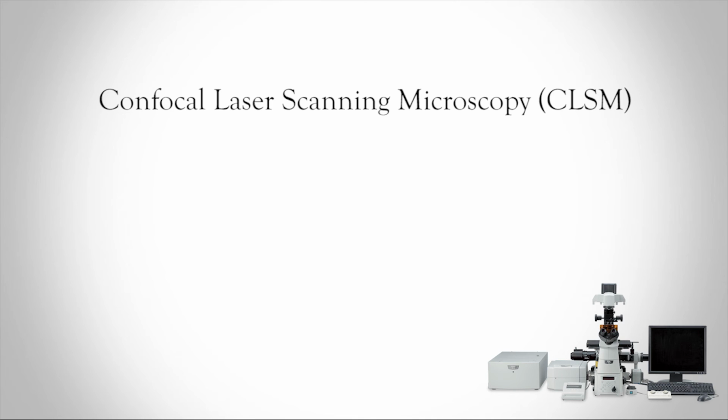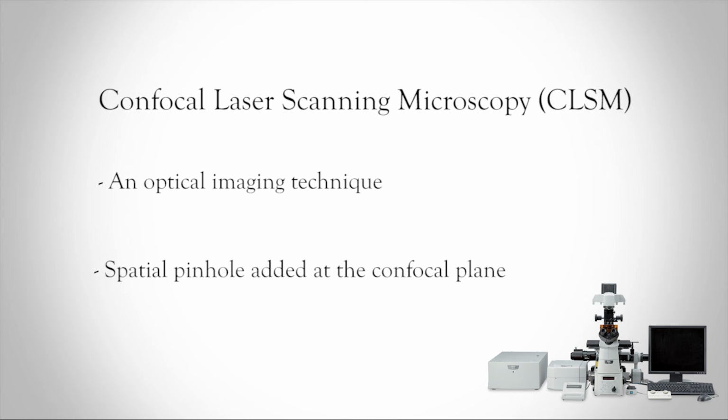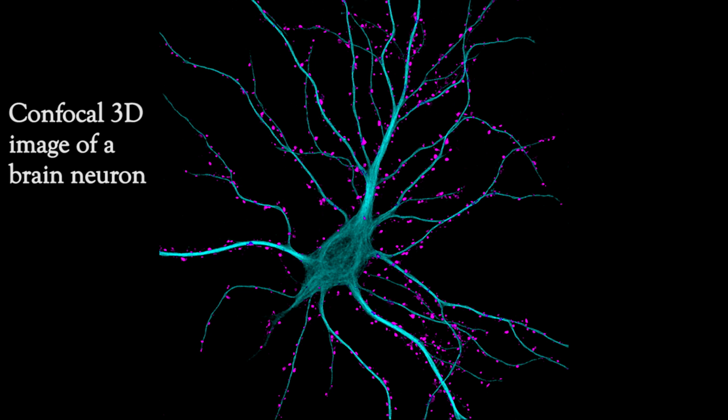What is confocal microscopy? Confocal microscopy, otherwise known as confocal laser scanning microscopy, is an optical imaging technique that increases optical resolution and contrast of a micrograph. It does this by adding a special pinhole placed at the confocal plane of the lens, which eliminates out-of-focus light. Confocal microscopy also allows the reconstruction of three-dimensional structures from the obtained images by collecting sets of images at different depths within a thick object. This is a process known as optical sectioning.